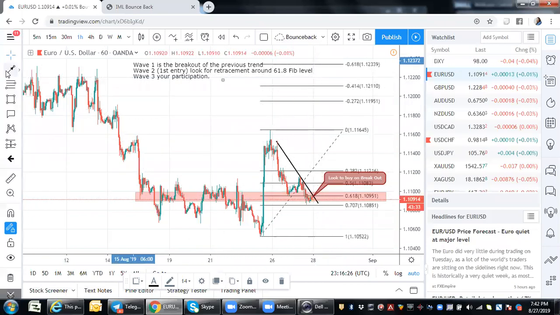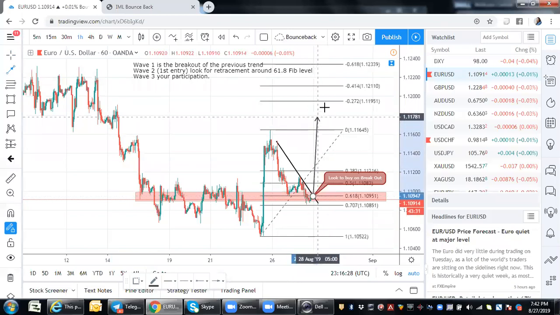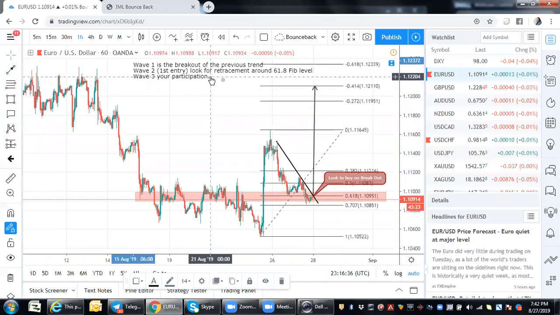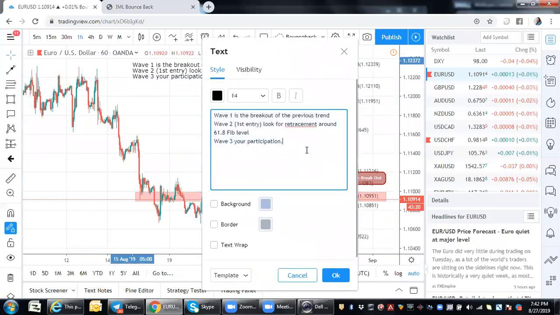So wave 4. So wave 3 would have been the impulse again. So we would have had the impulse, let's say, to around here, right? Wave 3 would have been your impulse. So therefore, our next entry now is on wave 4. Wave 4, again, another retracement. So wave 4, second entry, right? Look for retracement around the 38.2 Fib level.